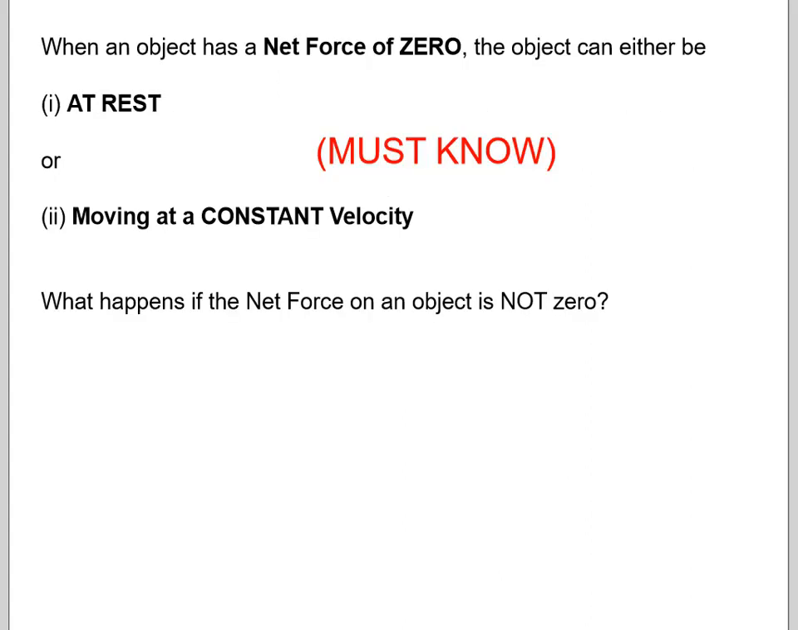Quick recap though, and these are really important pieces to know from the previous lesson. When an object has a net force of 0, that means all the forces combined, when you add them all together, result in a 0, the object can either be at rest or moving at a constant velocity. You have to know this. So today we're going to look at what happens if the net force on an object is not 0. So that's today's lesson.